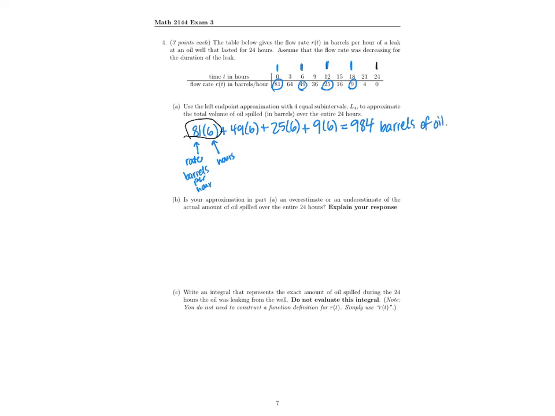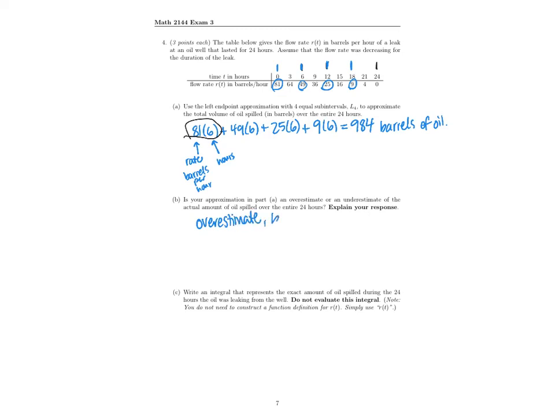So then it asks, is my approximation an underestimate or an overestimate? Well, if I think about it, during the first 6 hours, my flow rate is decreasing. So I start out at the very beginning with a flow rate of 81 barrels per hour, but by the end of that 6-hour time period, my flow rate has decreased down to 49. So if I use 81 as my flow rate for the entire 6-hour time period, that would be an overestimate. So this is an overestimate.